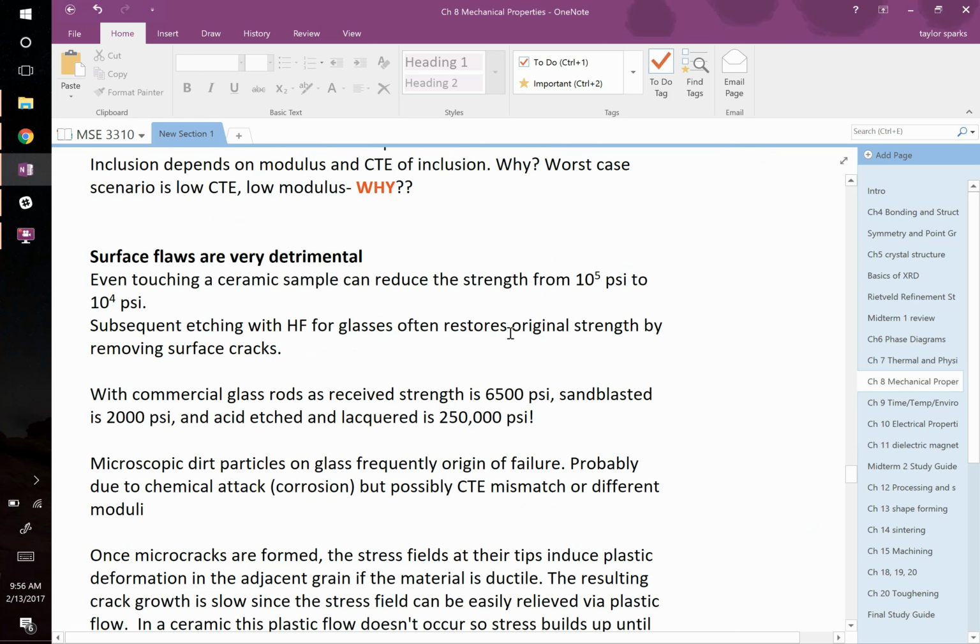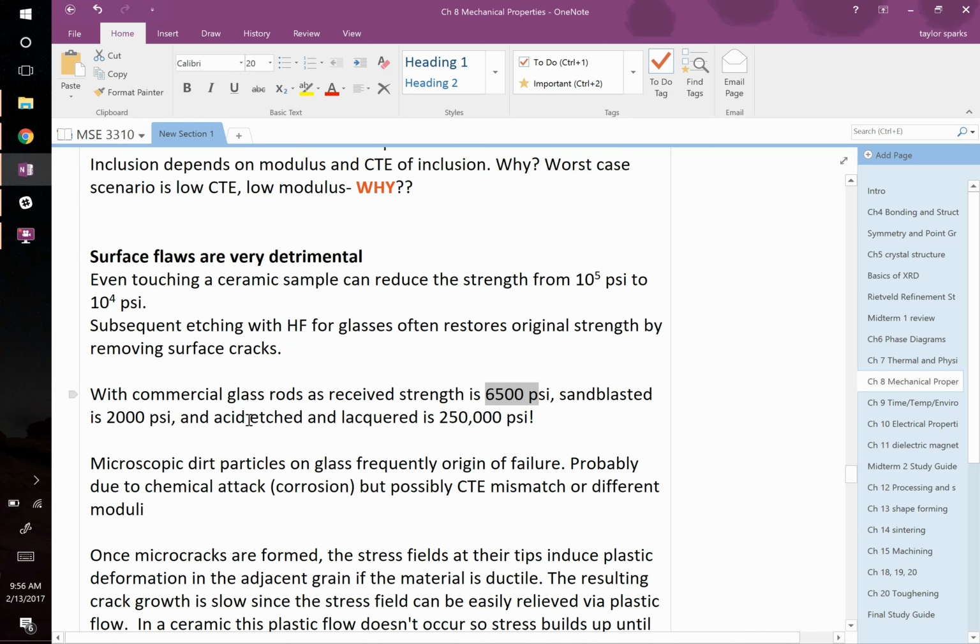So some examples of that: even if you touch a pristine ceramic, they've shown in a paper that its strength went from 10 to the 5 psi down to 10 to the 4 psi. So just touching it caused something to happen to the surface that weakened it, right? If you subsequently etch it with HF for glasses, then they restored the original strength and that removed surface cracks, right? So an example, commercial glass rods, when you buy these, in the book it's talking about them, their as-received strength was 6,500 psi, right? When they sandblasted these, that dropped by over a factor of 3 down to 2,000.